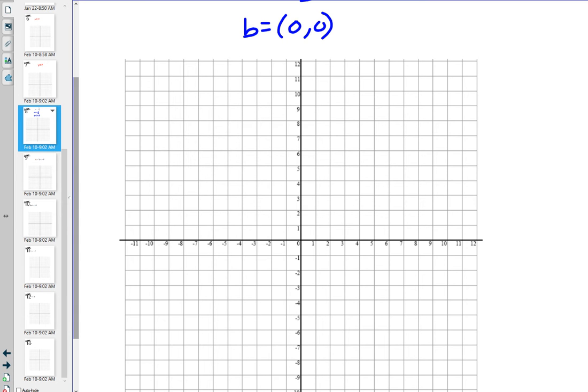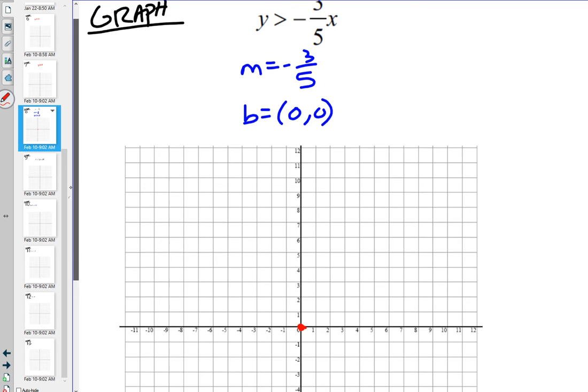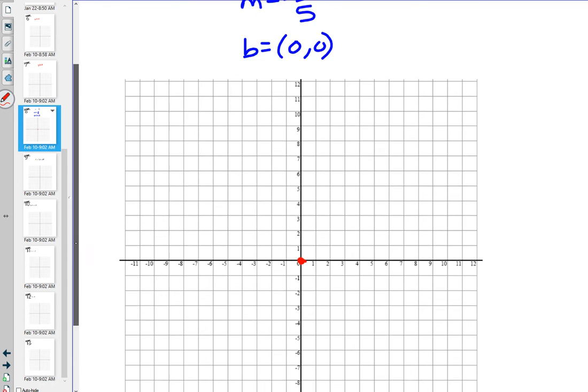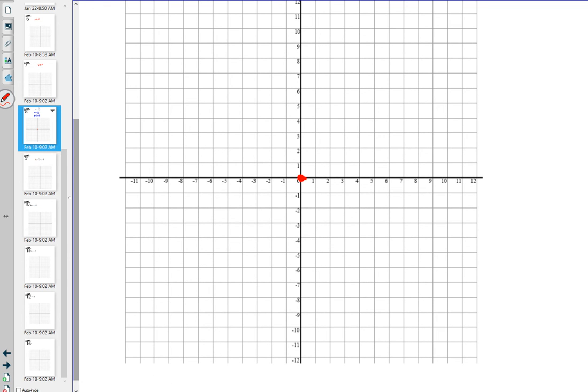Right. Alright, so our first point is going to be at 0, 0. We have to know that positive slopes go up into the right, negative slopes go up into the left and down to the right. So up 3, left 5. Or you can go down 3 and to the right 5.